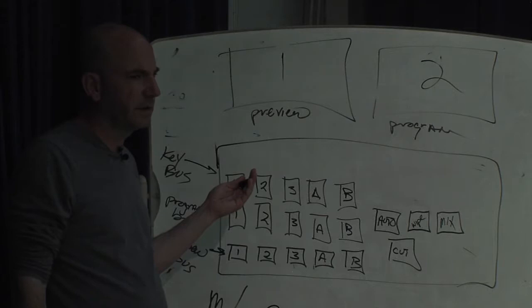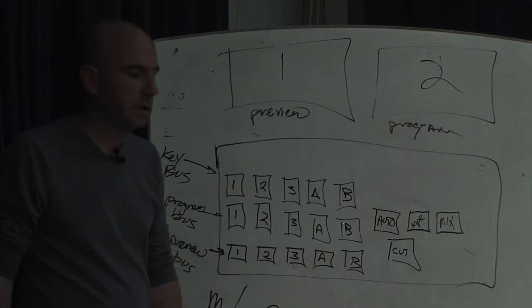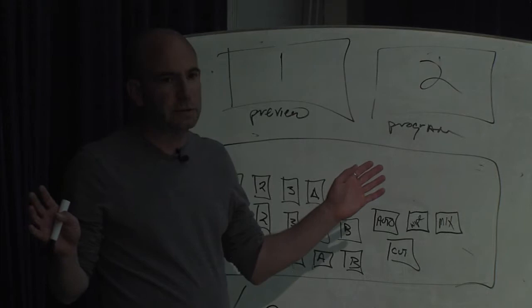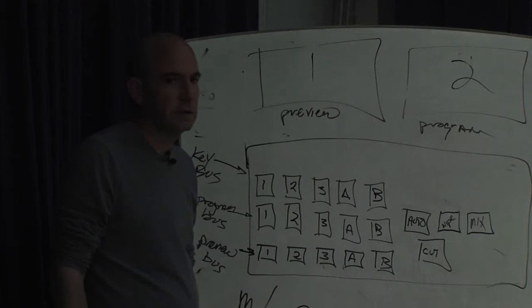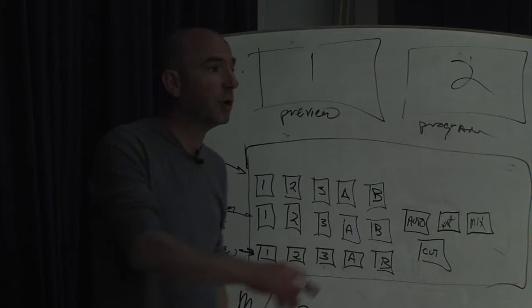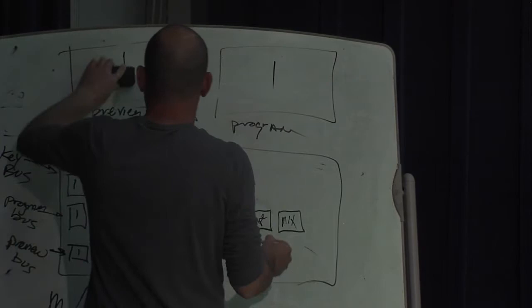Make sense? Okay, so let's say you want to dissolve one onto program. How do you do it? You hit mix. Nothing happens. All you did was what? Yeah, it's a preset. You just told the machine, hey, this is the effect that I want. But now it's time to activate it. You hit auto, and what's going to happen? Two is going to fade away as one fades in. Does that make sense? So I hit the auto switch. Two fades away. One fades in. Two winds up back in preview.